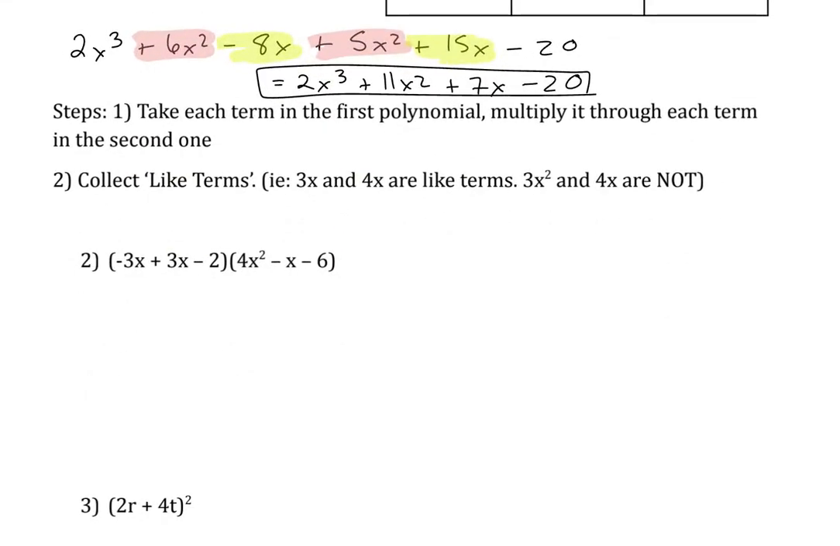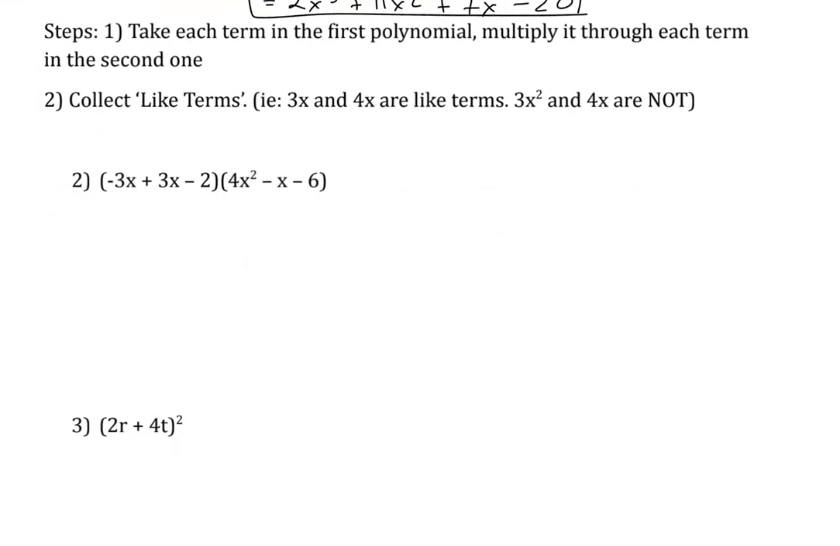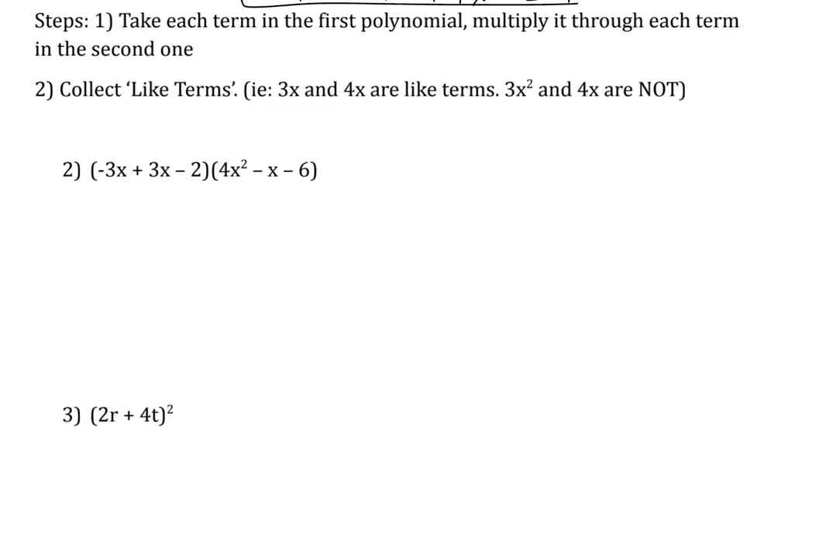So the steps, if we wanted to have the steps: take each term in the first polynomial and multiply it through each term in the second. Then you're going to collect like terms, and that will be your answer. So this one is a 3 by 3. If you wanted to use the box method, instead of having a 3 by 2, we would have a 3 by 3. But I'm going to demonstrate the distributive method, and I'll use different colors, okay? So this negative 3x is going to be distributed to 4x squared, to negative x, and then to negative 6.